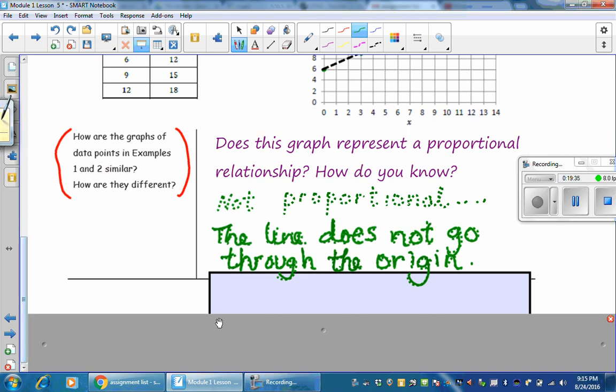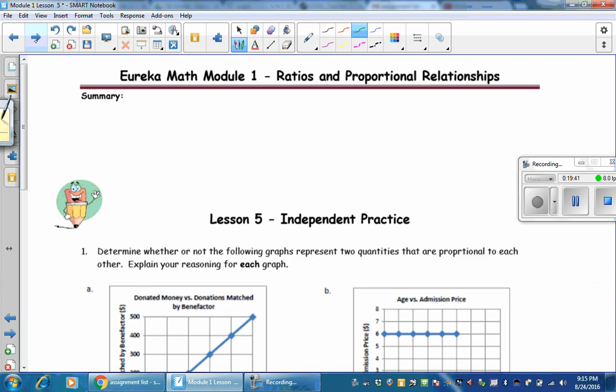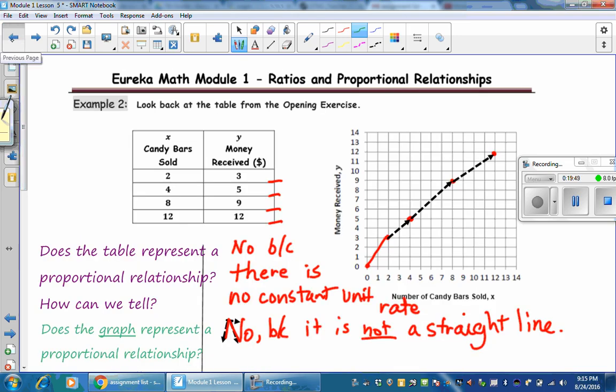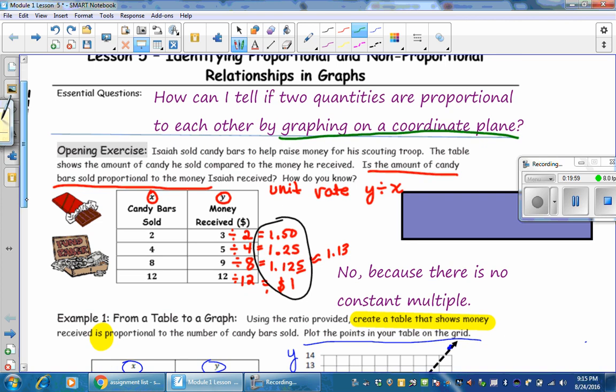All right, let's see where we are here. So we're at the summary, and we're going to answer the summary as bell work tomorrow. And remember, when we do the summary, you're going to be answering the essential question, which was, how can I tell if two quantities are proportional to each other by graphing on a coordinate plane? So we'll answer that question tomorrow.